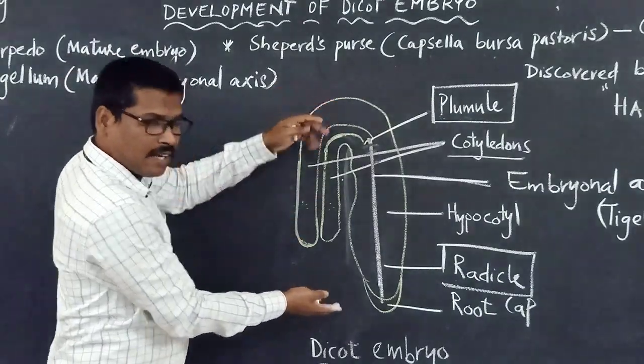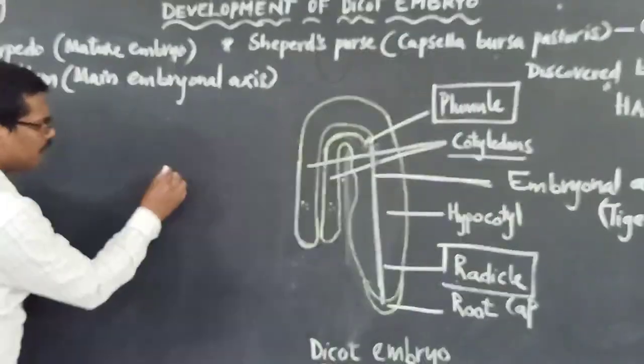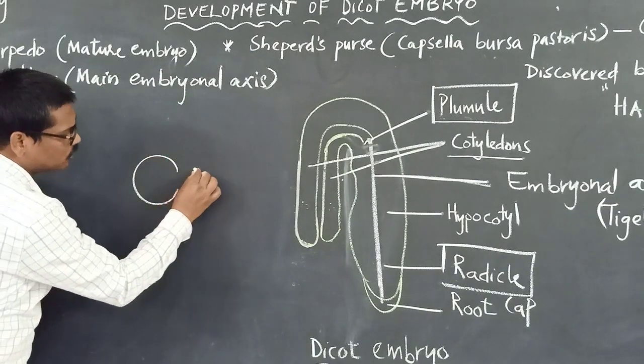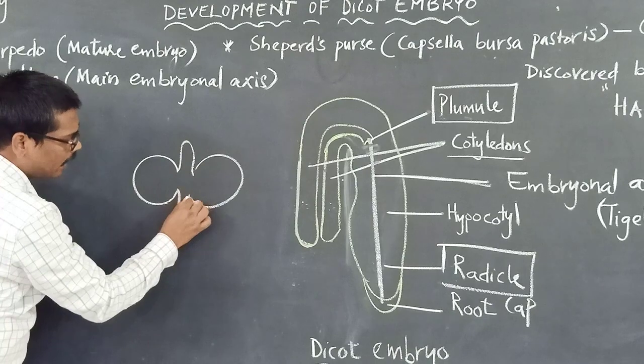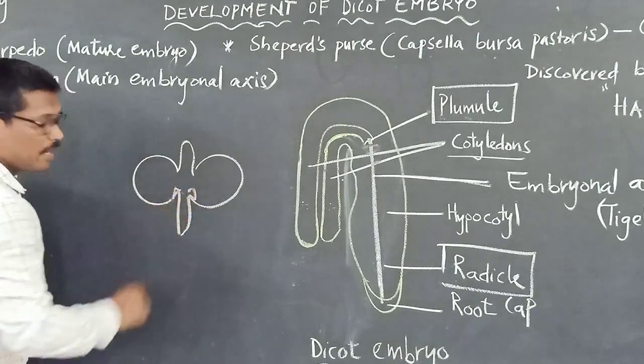This diagram can also be taken in a simple way, where we can draw it like this. Suppose these are the two cotyledons, and here is the embryonal axis.